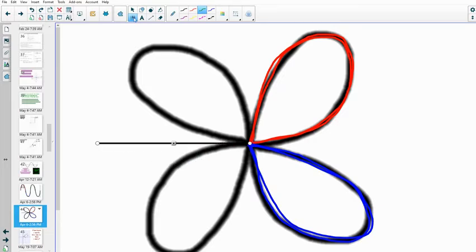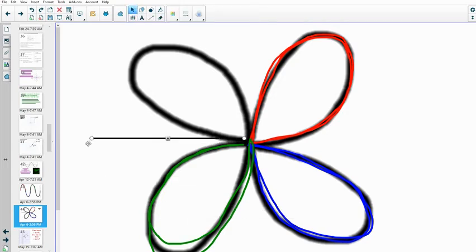Whoops, I lost my pen. Not sure why that happened. Down here, because if my angle is pointing between pi and 3 pi over 2, now these are positive values again. So it's tracing out that loop.